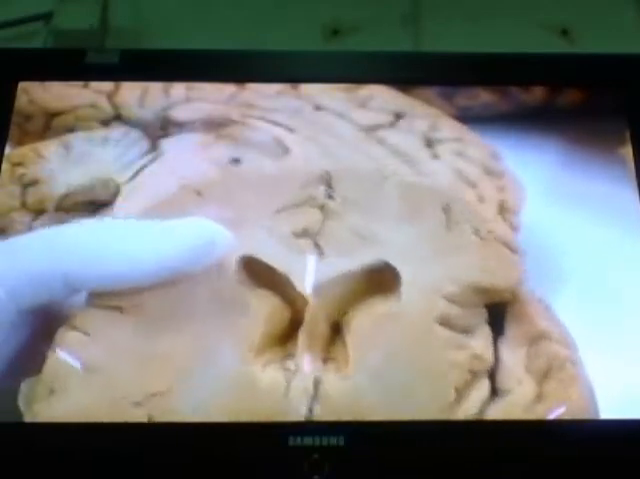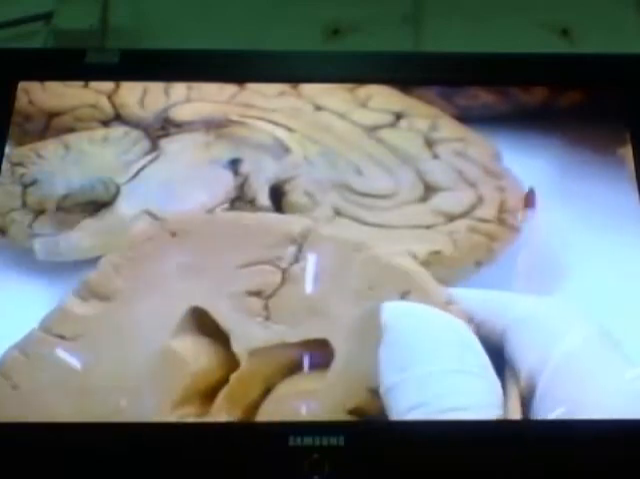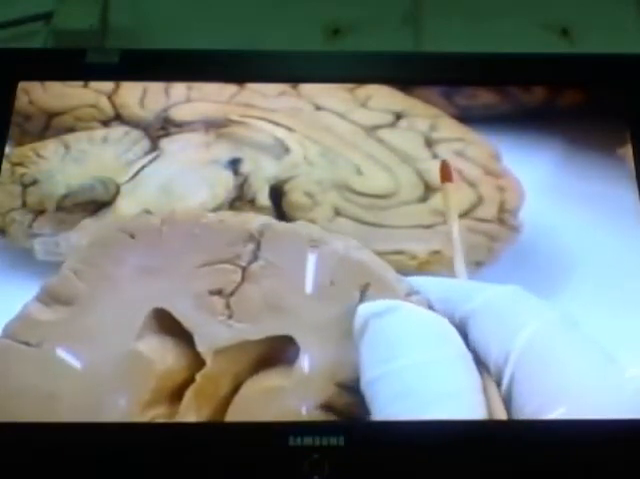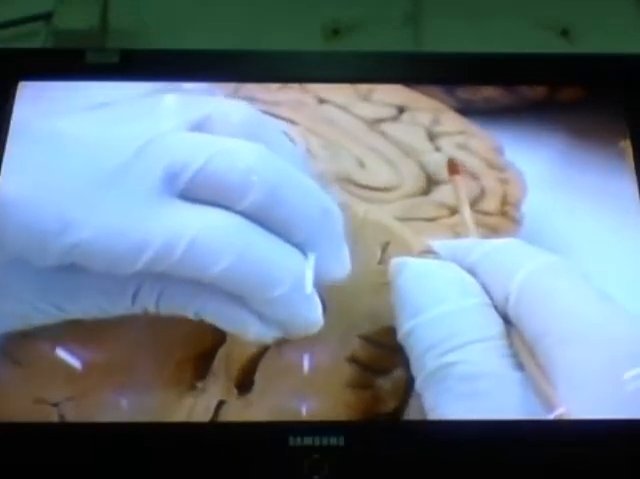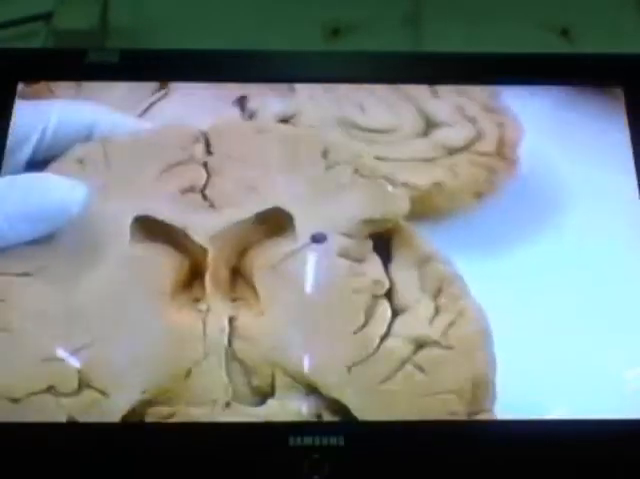So what are some main afferents to the head of the caudate nucleus? Or to the caudate nucleus? What are some main afferents going to the caudate nucleus? Main afferents.